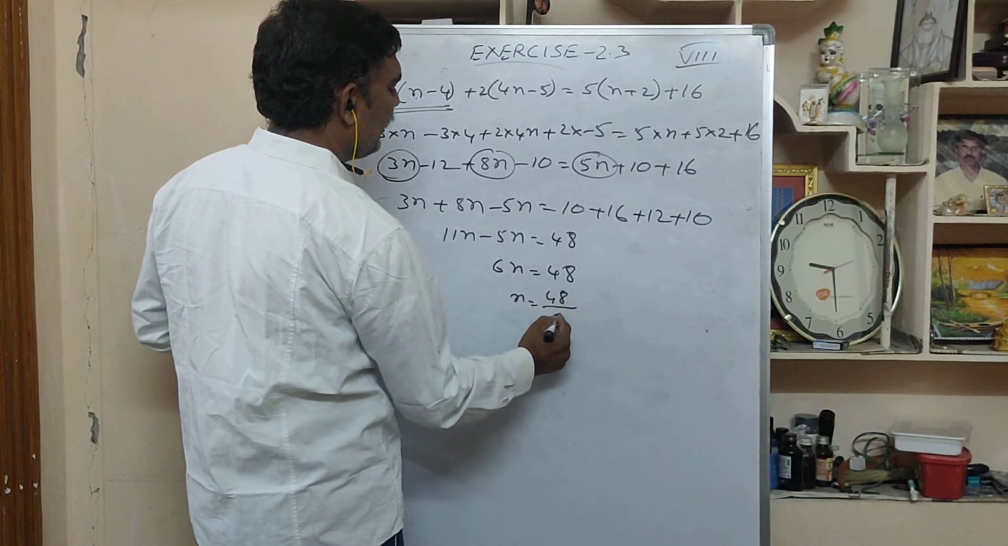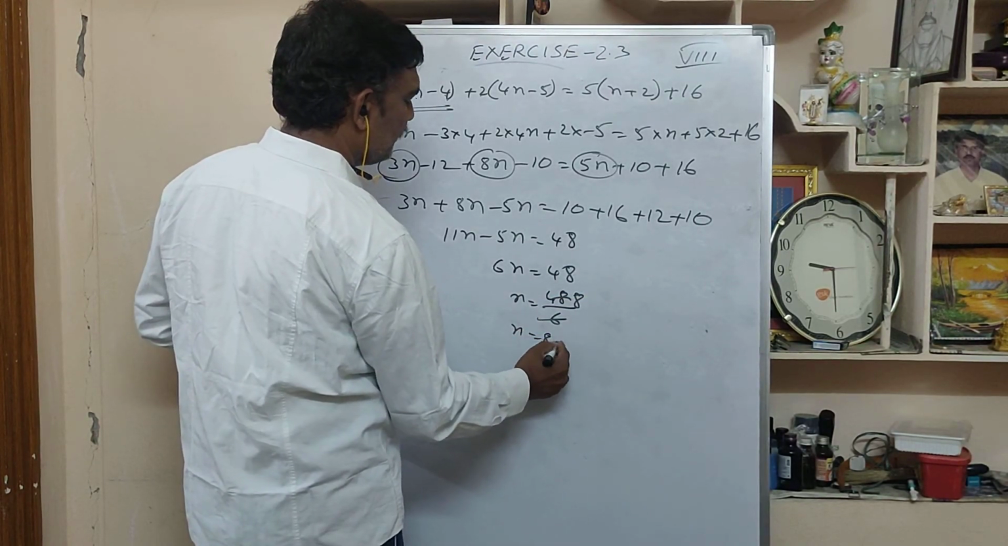N is equal to how much? 48 by 6. 6 8s are. N is equals to 8.